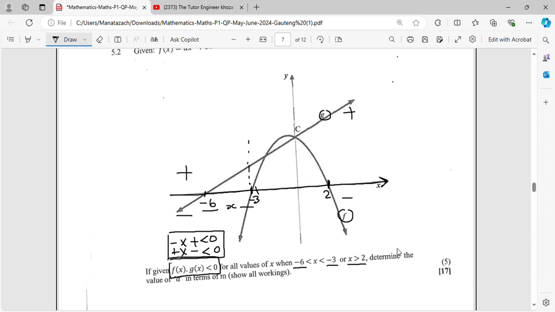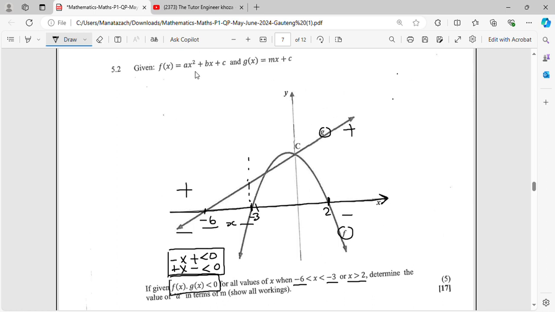So now let's read the question. Determine the value of a in terms of m, showing all workings. So what is the value of a? You will notice that you have a there. So that's what you're going to be determining.